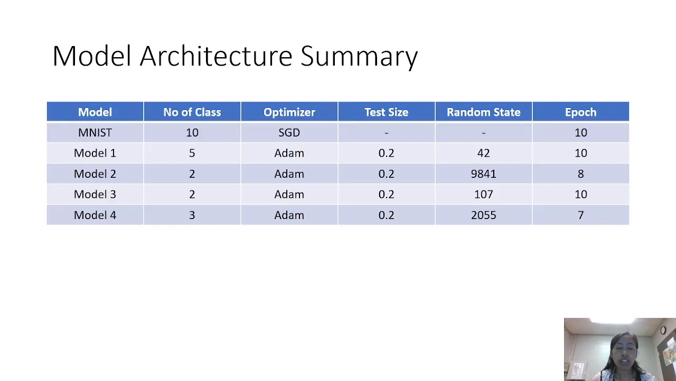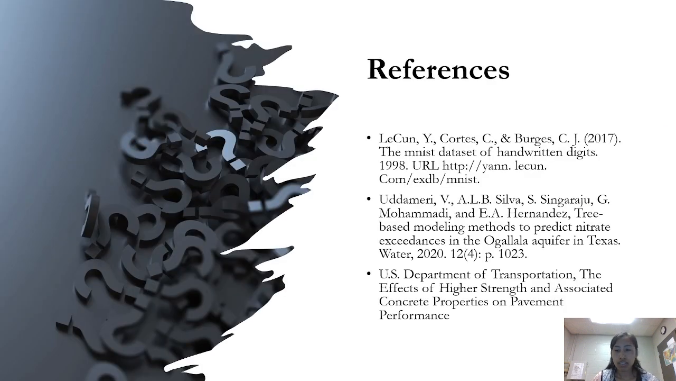So this is the model architecture summary. For MNIST, the number of classes was 10, and for the others it was 5, 2, and 3. For the optimizer, we used stochastic gradient descent for MNIST and Adam for the others. And this is the randomized test size approach we took for our datasets, and these are the references.